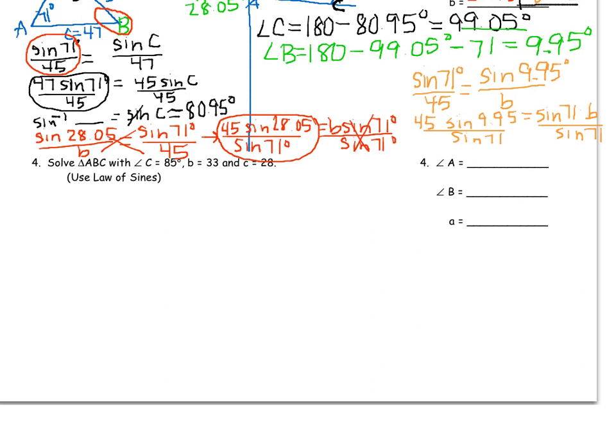So I'm going to start by drawing my picture. I'm going to draw my triangle here. So I've got angle C, that's 85 degrees. So it looks something like this. I may have said side C, I meant angle C. Angle C is 85 degrees. So side C would be right across from that.